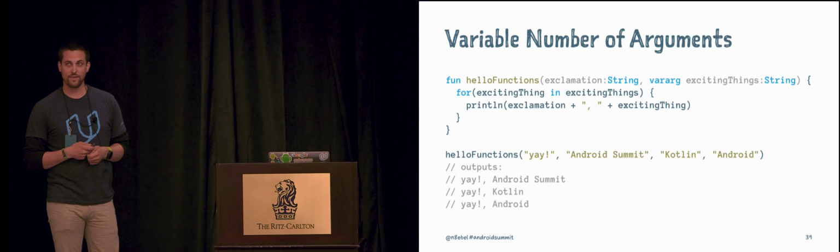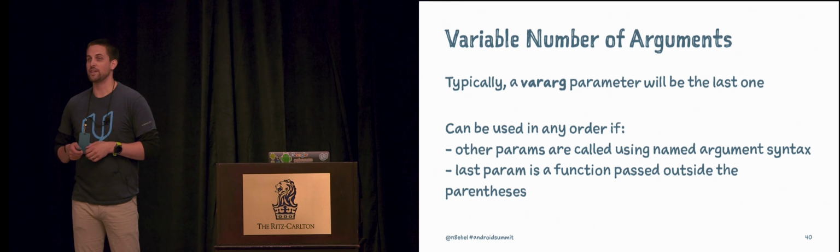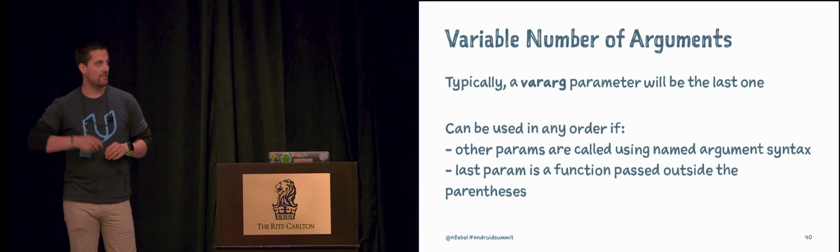Now, typically, the vararg will be the last one because it just makes sense to specify that unbounded list towards the end. However, it doesn't have to be. So if you're using named argument syntax, it can, in some situations, figure out how to handle that. Or if the last param is a function passed outside of the parentheses, which is kind of a separate thing that we'll take a look at later.